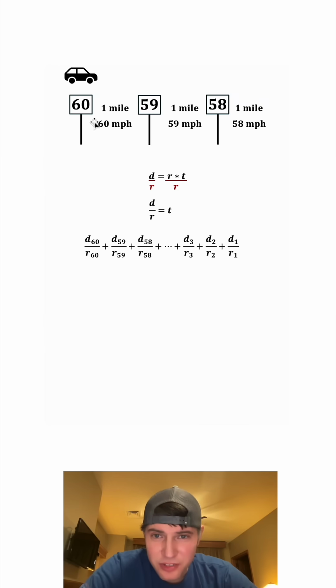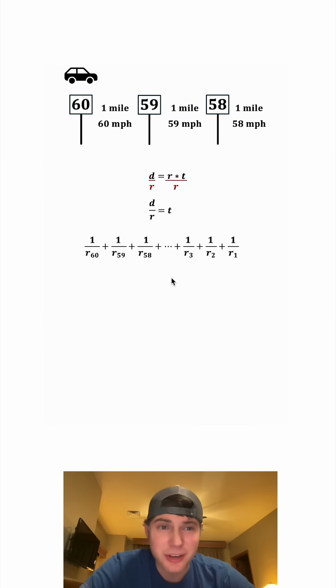Now the distance for this first interval was 1 mile, so let's plug in 1 right there. In fact, the distance of all of these intervals will be equal to 1. And then for the rate, it actually corresponds with the subscript. This r sub 60, the rate was 60. And for all of these, the rate will correspond with the subscript. So now we just need to add up 1 over 60 plus 1 over 59 plus 1 over 58 all the way down to 1 over 1.